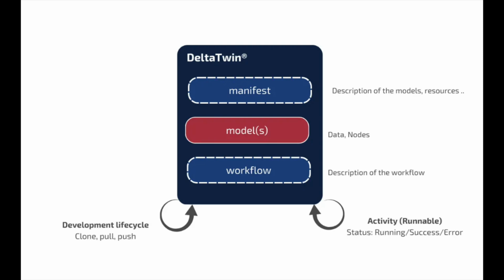A DeltaTwin is a project materialized by a folder containing all the information required to build a digital twin. The inner organization of the DeltaTwin folder includes a manifest file, a models folder, a workflow file. Manifest file is the core configuration item describing the DeltaTwin. Models folder contains the runnable models configured for execution. Workflow file is the configuration of the flow of processes.